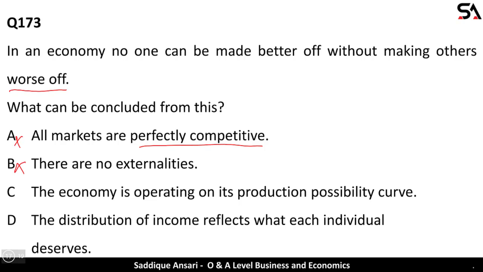C. The economy is operating on its production possibility curve. If the economy is operating on its production possibility curve, Pareto optimality exists because the production of one good cannot be increased without decreasing the production of another good. So C is the correct answer. D. The distribution of income reflects what each individual deserves. This is a matter of equity and doesn't necessarily show the full distribution of resources and the Pareto optimal situation. Hence this cannot be the answer.